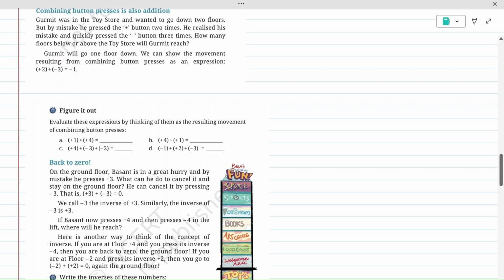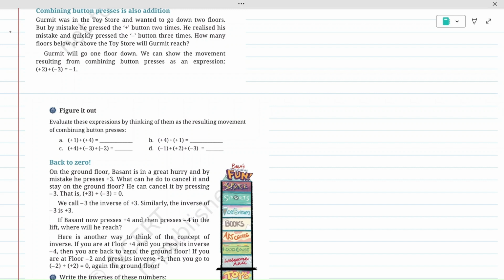Hello kids, I hope you have done the homework from the last exercise which we have done in the last class. And now let's move further in this chapter with the same example. So combining button presses is also addition.